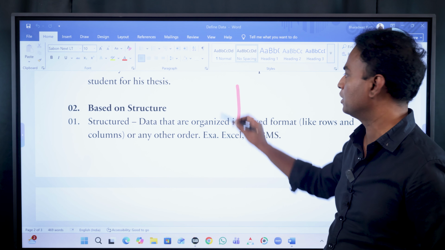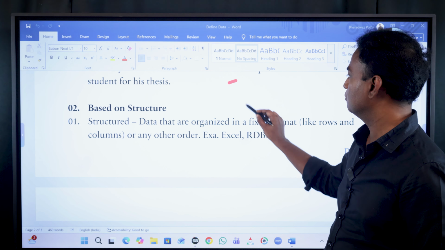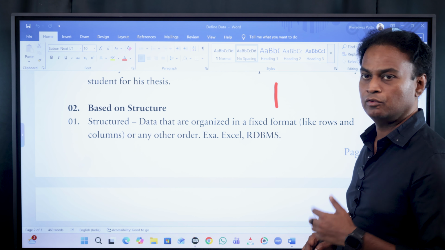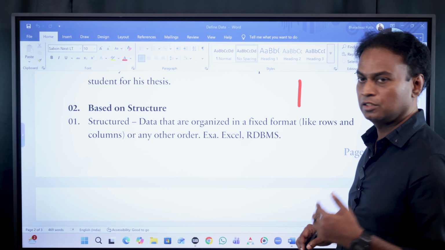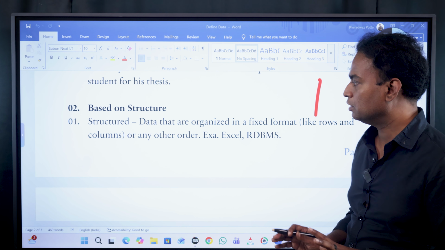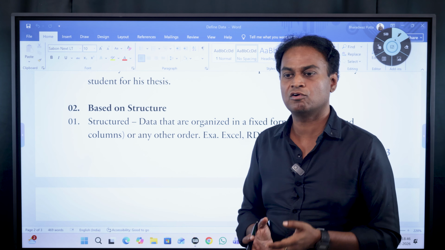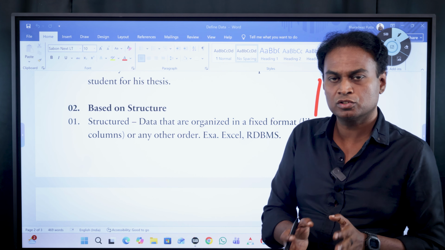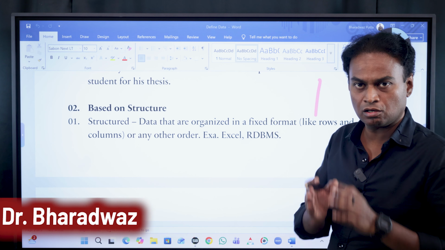In the first column you will have age, in the second column you will have date of birth, in the third column temperature, then BP. Here the data is arranged in the form of rows and columns.